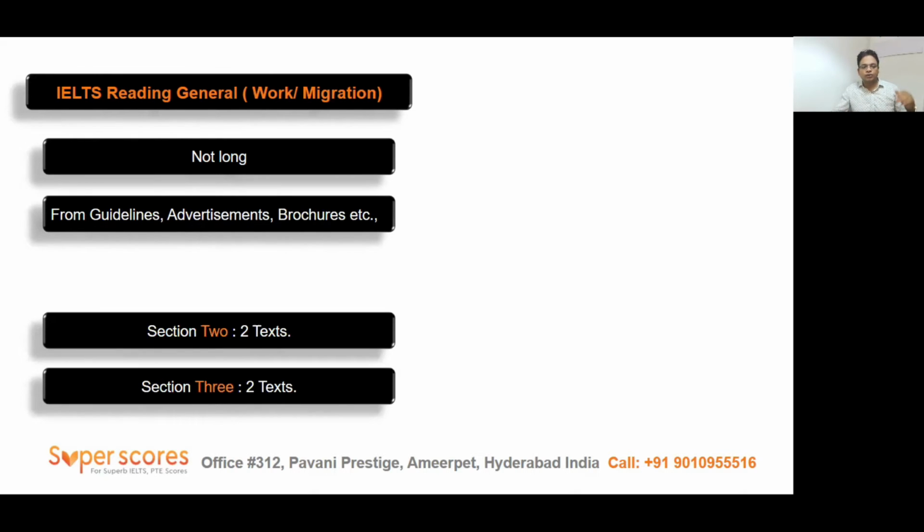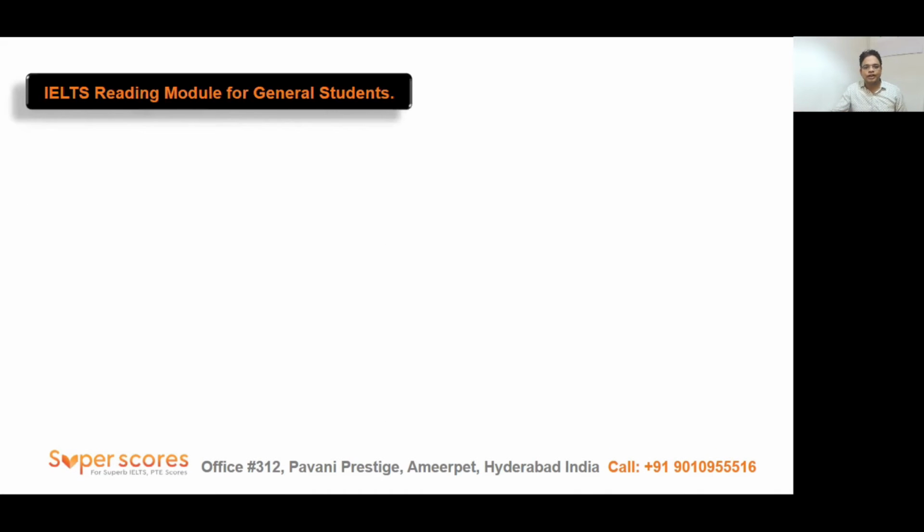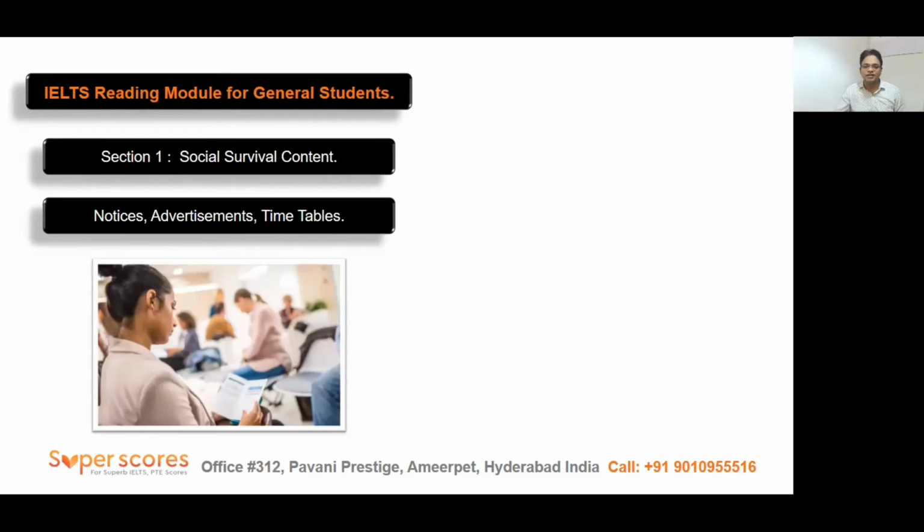Now in section 1 of general, you have 2 to 3 short texts. In section 2, you have 2 texts. In section 3, you again have 2 texts. And some more details about the IELTS general. The first section is all about social survival content. That means you will have content related to notices, circulars, advertisements, and timetables.